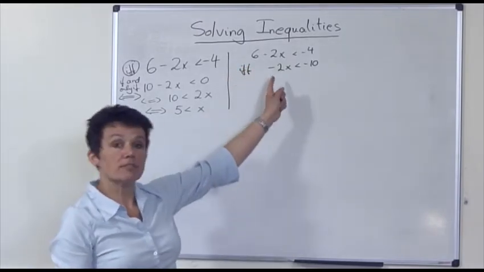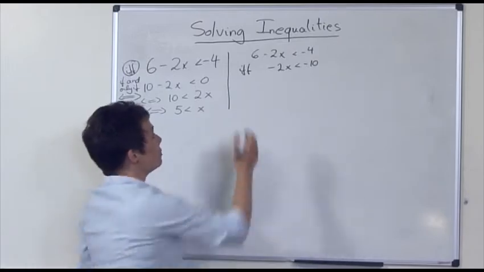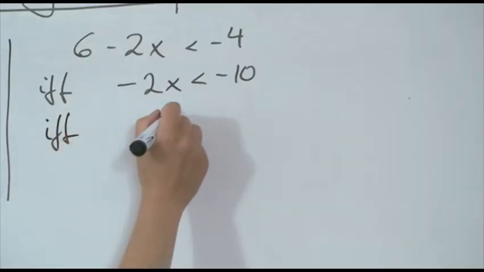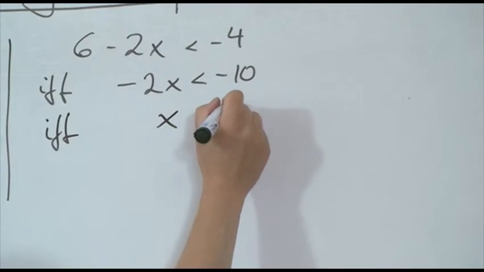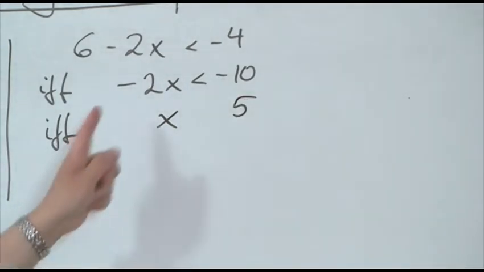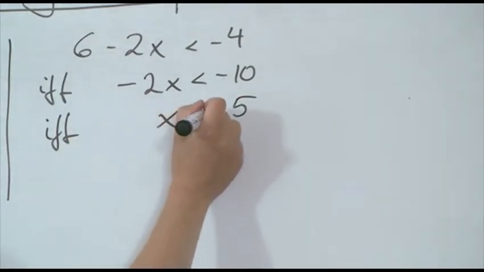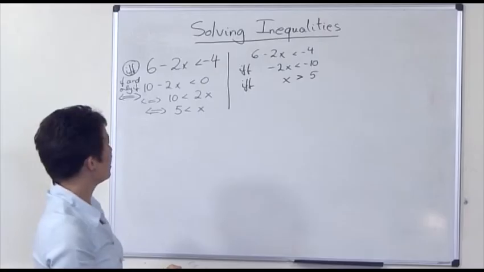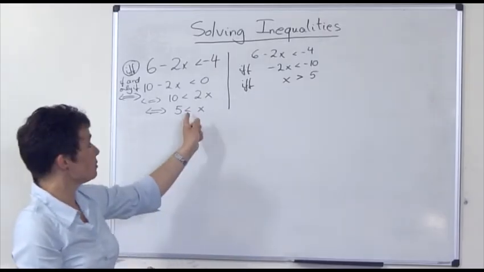Now I could divide both sides by negative 2 and get x. And we know that if we divide by negative 2, we need to change around the inequality symbol. And you see you get the same solution here as we get here, x greater than 5.